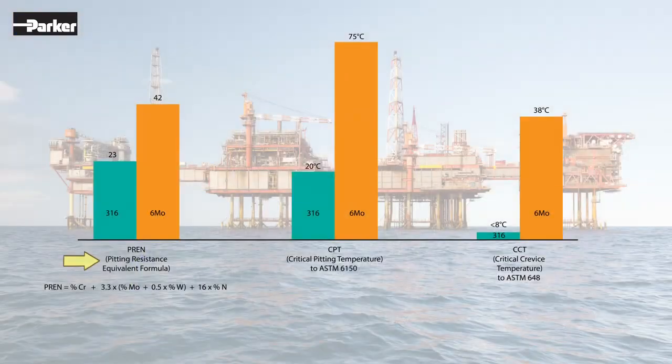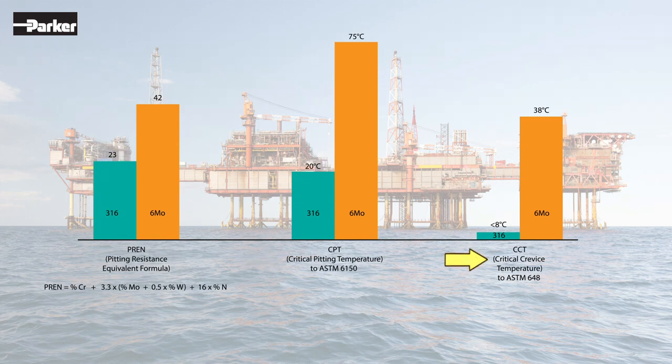Here is a comparative of corrosion performance indicators. The first indicator is called PREN, or pitting resistance equivalent number, and is an indicator of the capability of an alloy to resist pitting, which is a form of localized attack. The higher the PREN number is, the more resistant the alloy is to pitting. As we can see here, the performance of 6MO is far superior to that of 316.